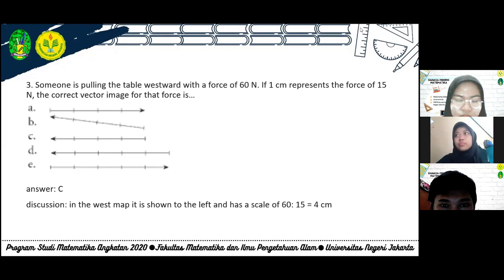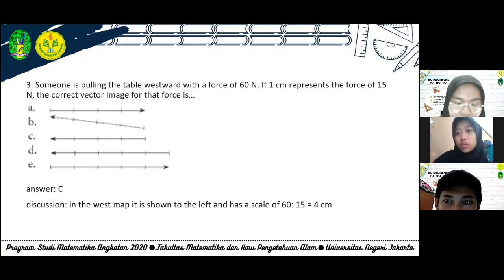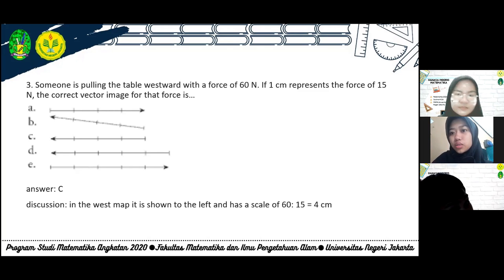the scale is 4 centimeter in one scale. So D is wrong because it has 5 centimeter. And option E is wrong because the instruction is the table is pulled westward and the scale is 5. Like that, sir.